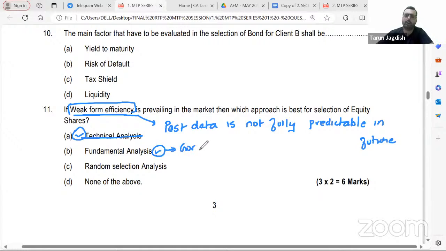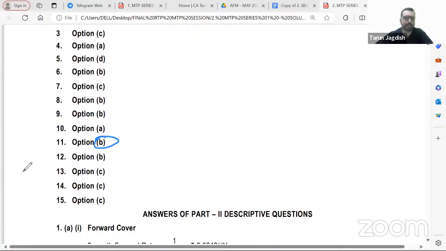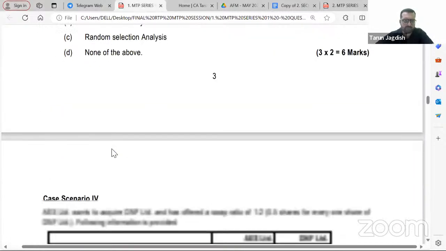Here we will use Gordon's model, etc. Or we will take the present value of future cash flows. So these future cash flows are not based on the past. They are based on other projections. Everybody clear? So the answer for 11 will be B. 11B. Shall we cross check? 11, the answer is B. Everybody clear now, friends?